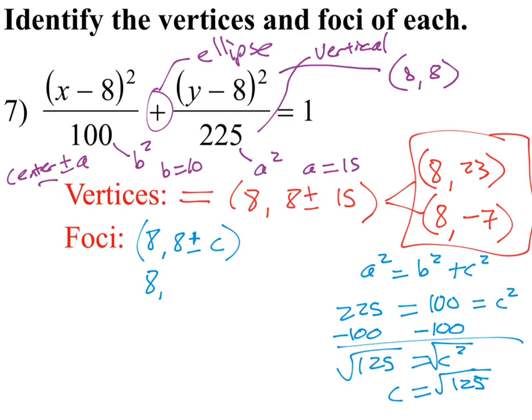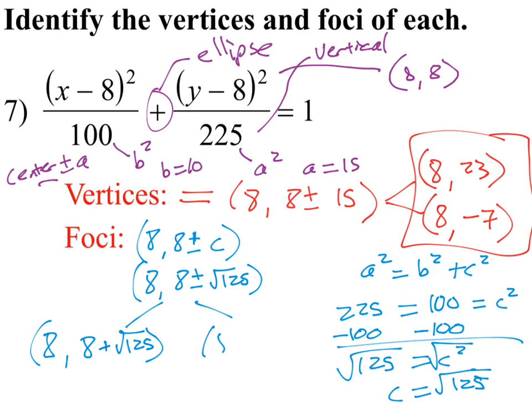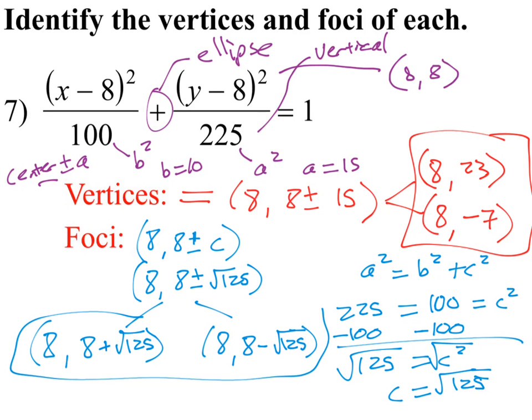So that's going to make this 8, and then 8 plus or minus root 125, which if you write it out as your two separate points, you're looking at 8, and then 8 plus square root of 125, and then 8 minus square root of 125. So there you go, we got our foci, we got our vertices for this problem.